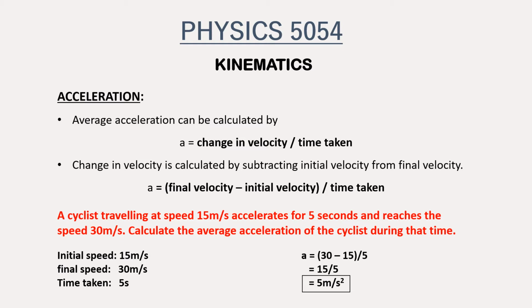So here a is equal to the final speed minus initial speed upon time taken. The final speed is 30, the initial speed is 15, and the time is 5. So putting it in the formula, we have 30 minus 15 upon 5 is equal to the acceleration. In other words, simplifying that, we get 15 upon 5, which equals 5 meter per second squared. So our acceleration in this question was 5 meter per second squared.